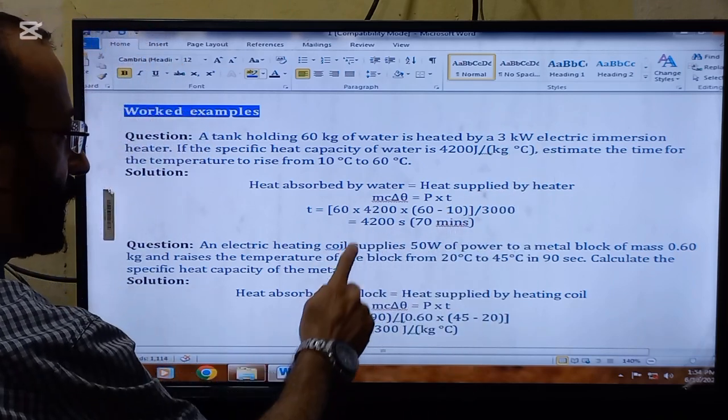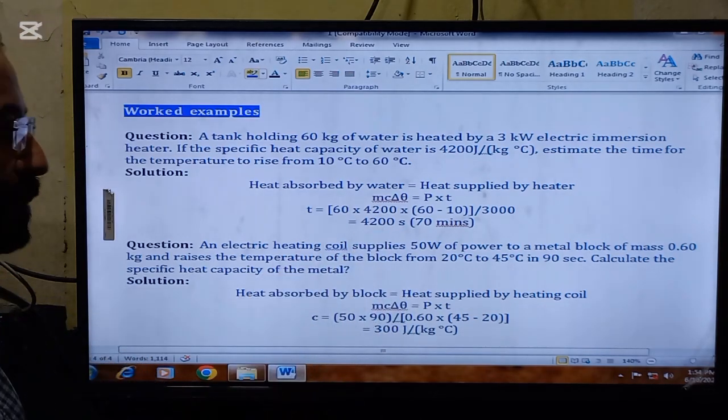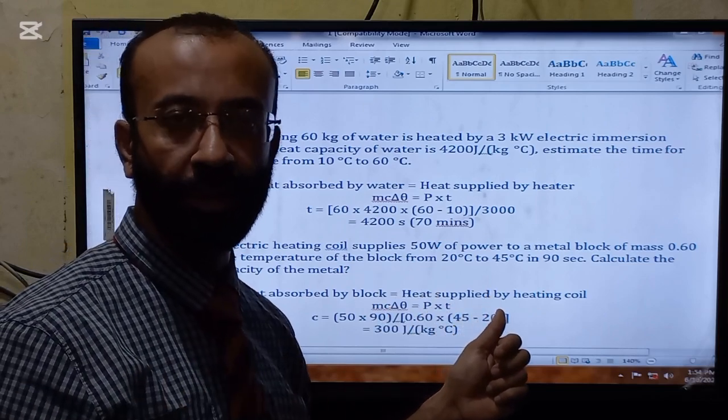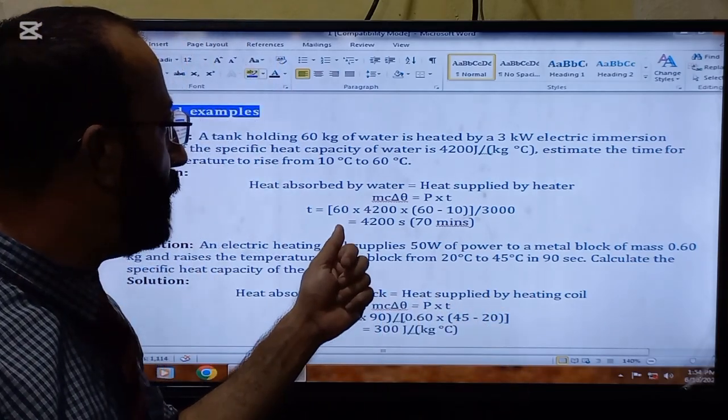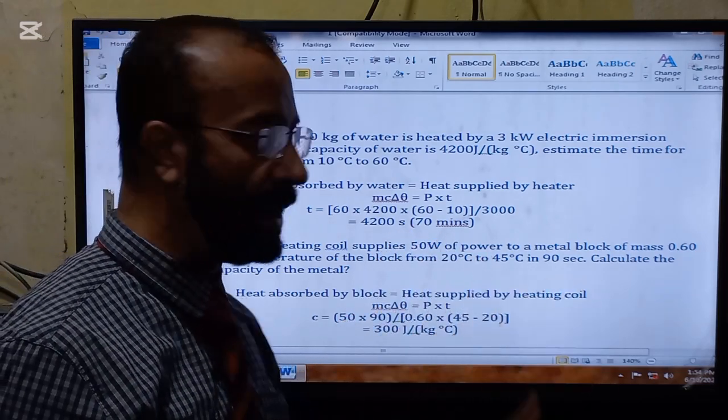Solve it on the calculator. Answer is 4200 seconds, because the unit will be seconds, but this is a big value, so we will convert it into minutes by dividing this value by 60. So 70 minutes is the answer.